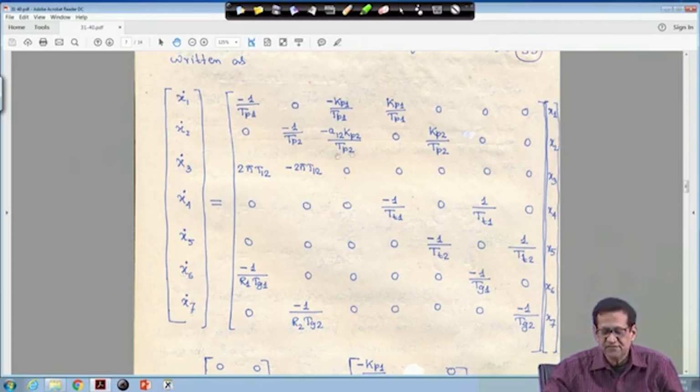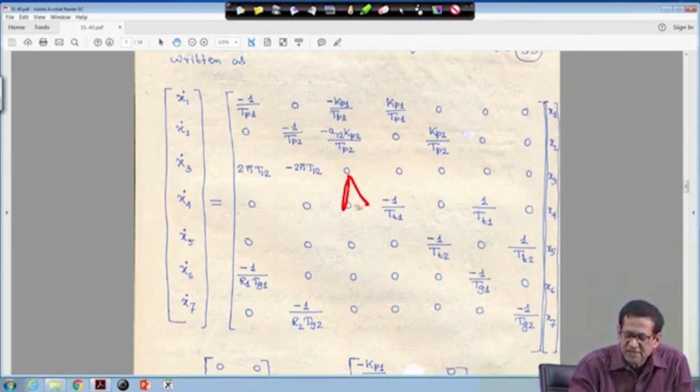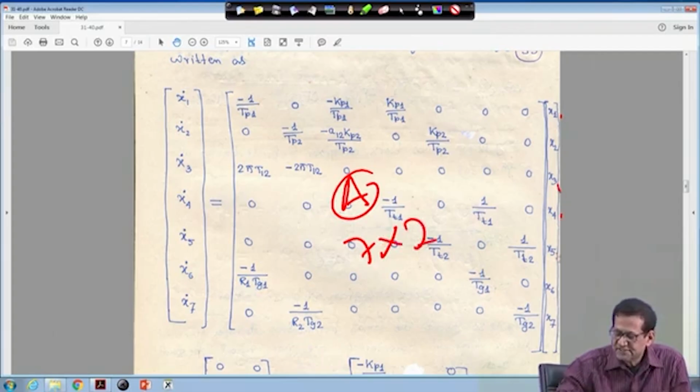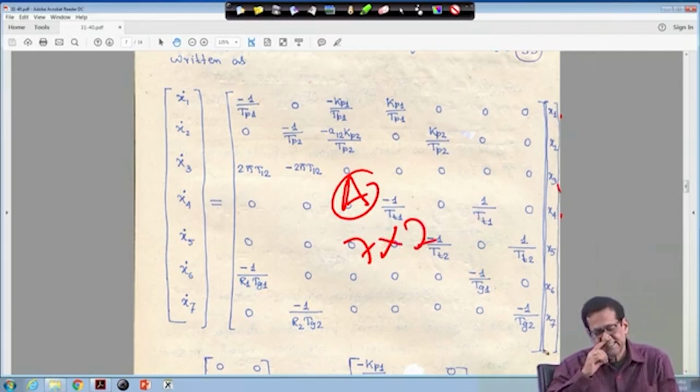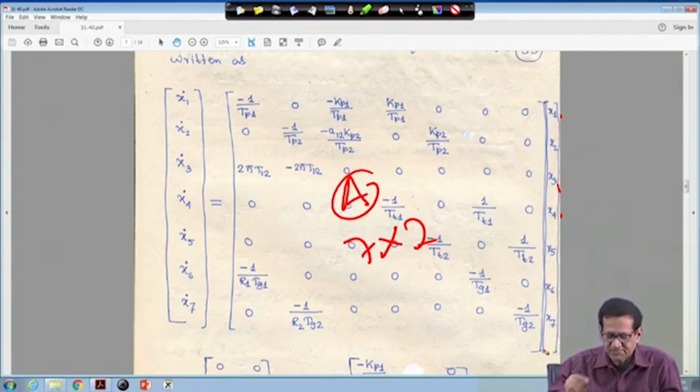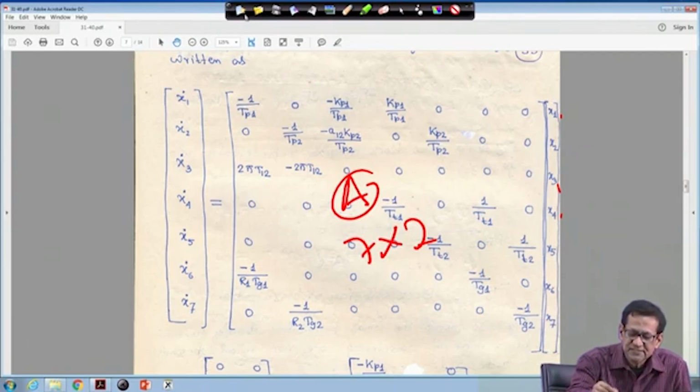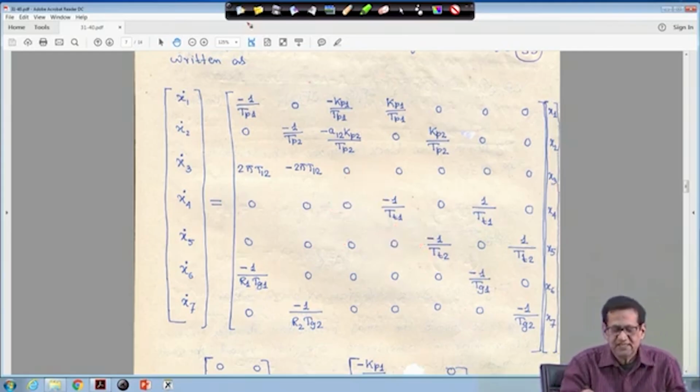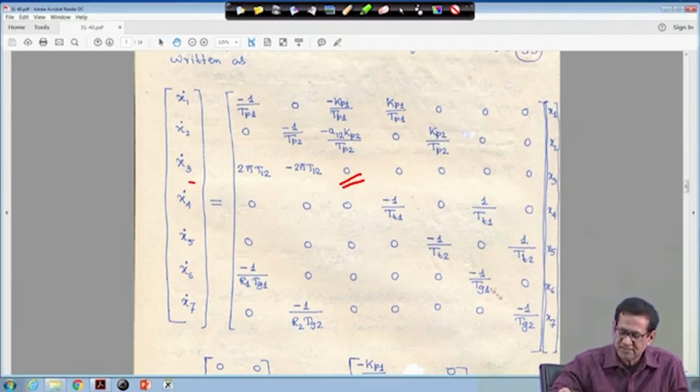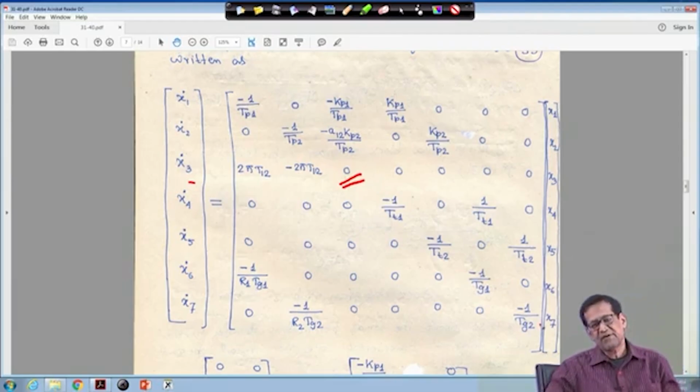And x dot is equal to A, this is your A matrix, it is 7 into 7. This is x1, x2, x3, x4, x5, x7. So x dot is equal to Ax plus Bu plus gamma p, I will show you. When you write this equation, you will find that for x3 the diagonal element is 0, but all other diagonal elements are negative, right.